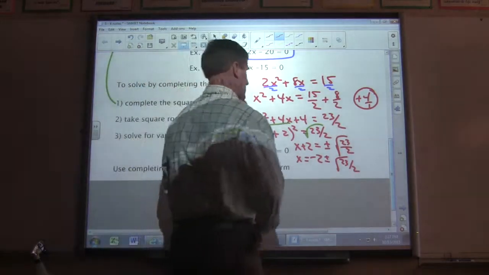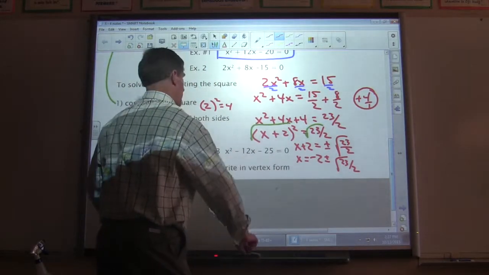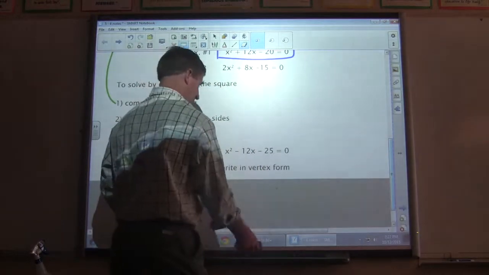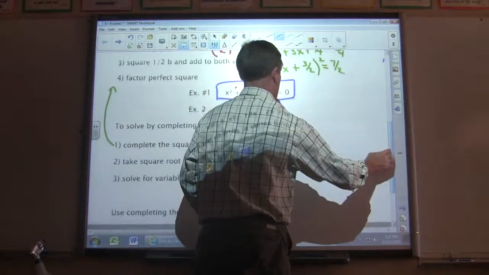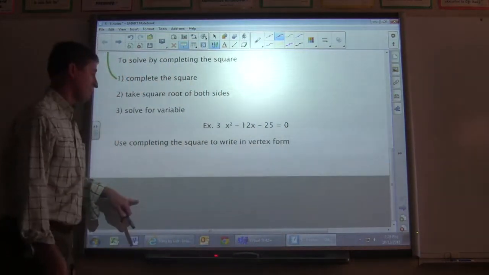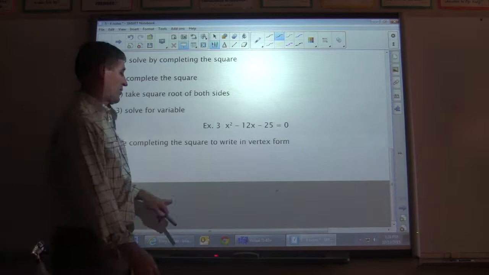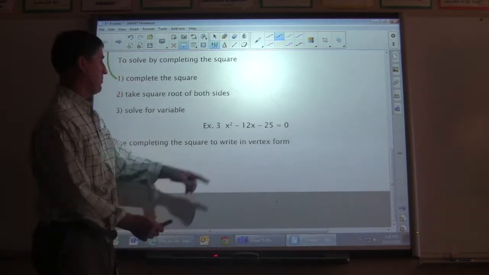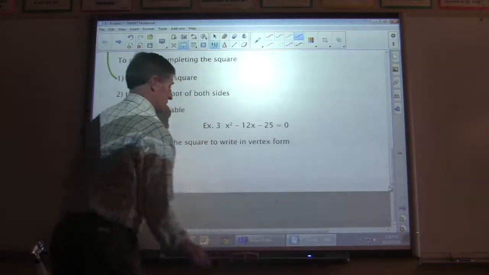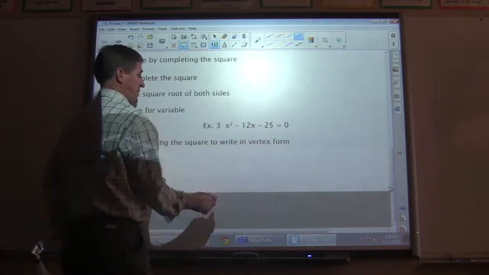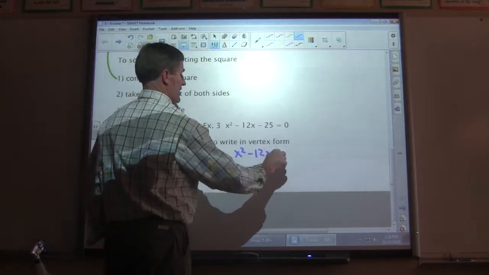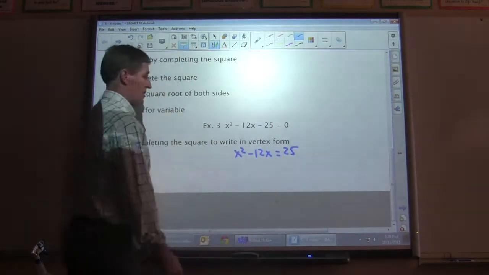They are going to ask you to put some of these answers in vertex form. And that is less work than what we just did. So to put it in vertex form, all we do is take the problem and we complete the square, just like we've been doing. So we move the 25 to the other side. So we get x squared minus 12x equals 25.